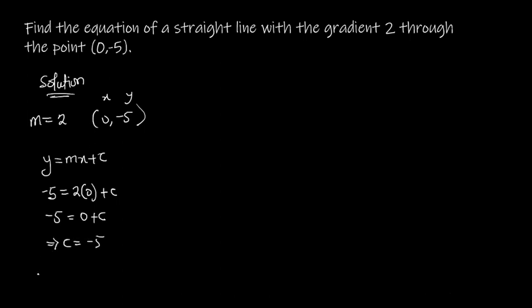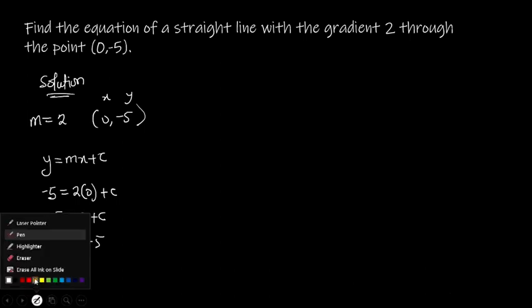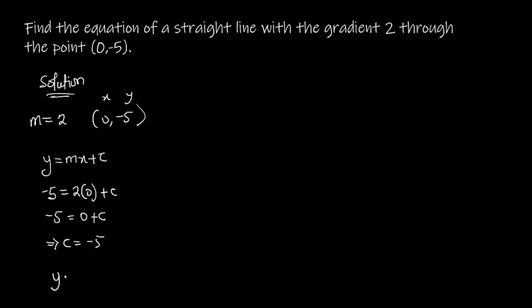From here, it therefore means that the equation of my straight line is y is equal to my m, which is the gradient, 2, times x, and my constant is -5. So this becomes my equation of the straight line.